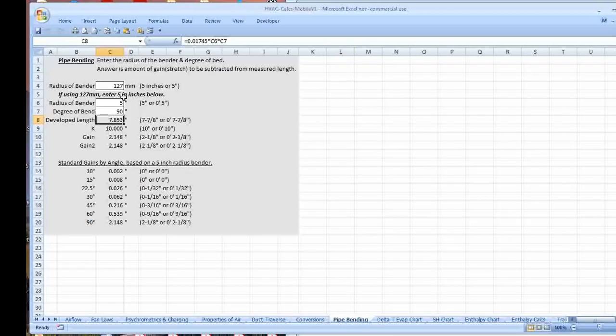Here's some basic pipe bending. Amount of gain or stretch to be subtracted from the measured length. Put in your radius of your bender, if you're using millimeters, or you can do it in inches. Degree of bend. Here's your developed lengths. Here's your K. Here's your gain. And here's standard gains by angle based on this type of bender. If you change that to a 6-inch bender, you'll see all the numbers change.